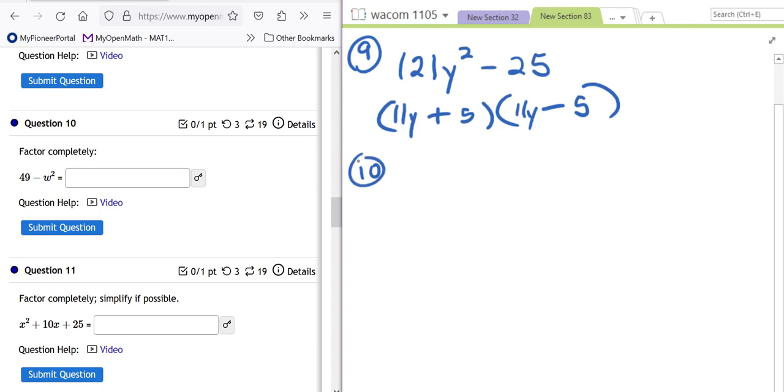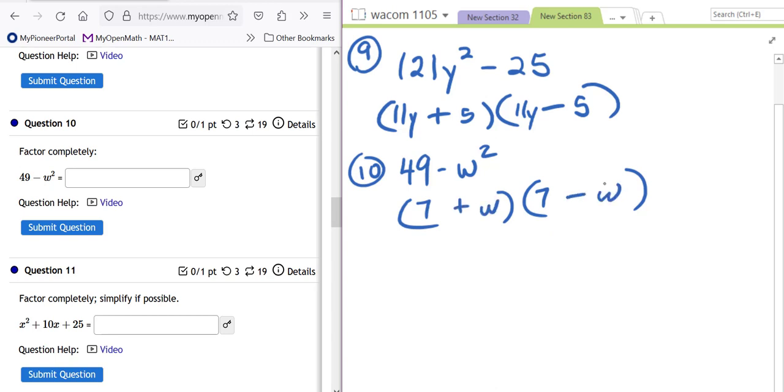10 just has a different order. I would leave it in that order. You don't want to mess up the signs. It's 49. I would leave it backwards. Okay, it's one I would not change. And it is squares. So for 49, square root is 7. It would go at the front because it is at the front. Plus and minus, and your W's. I would leave it just like that.